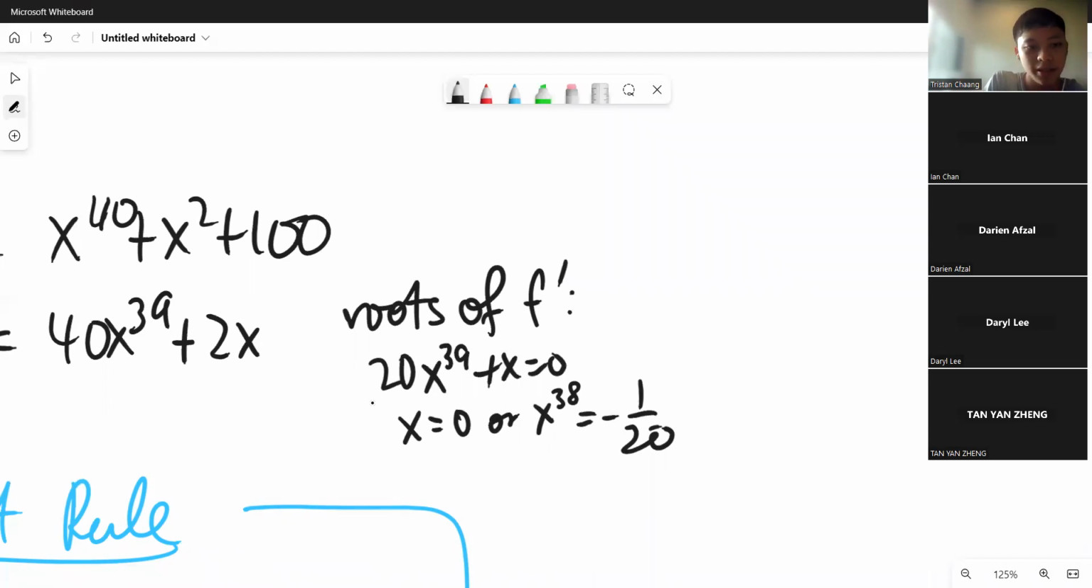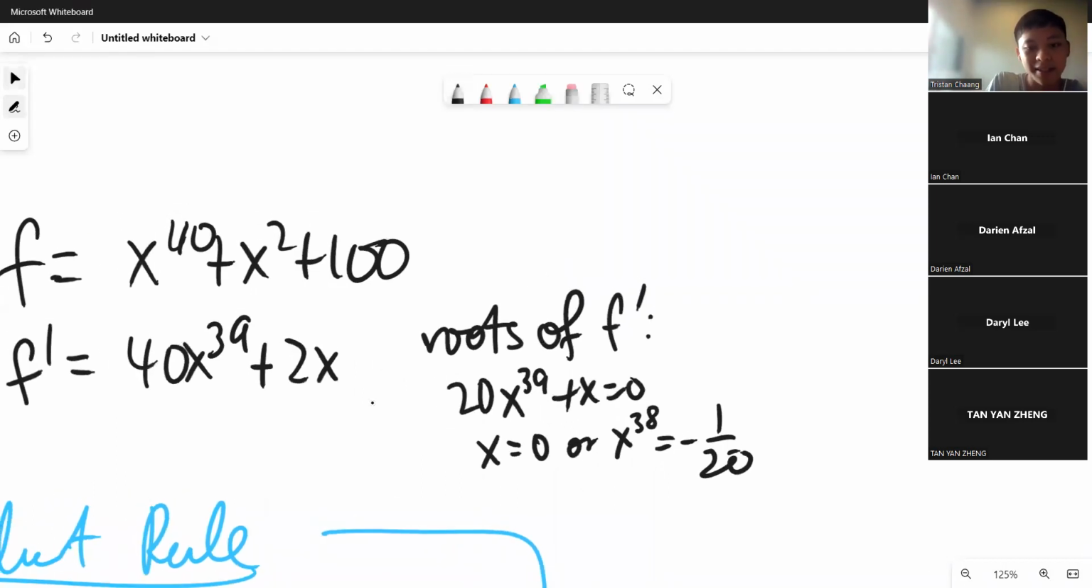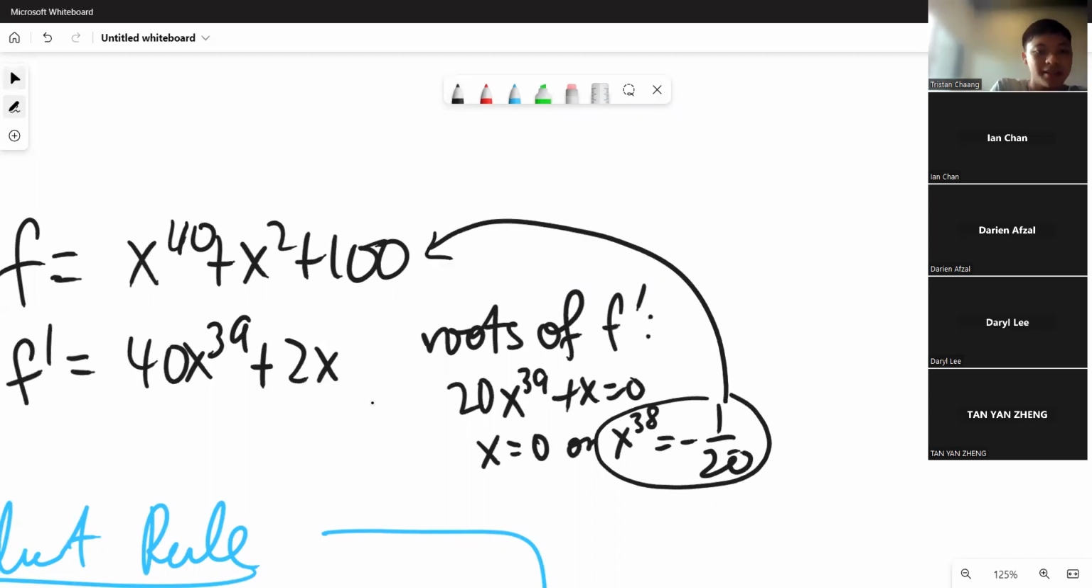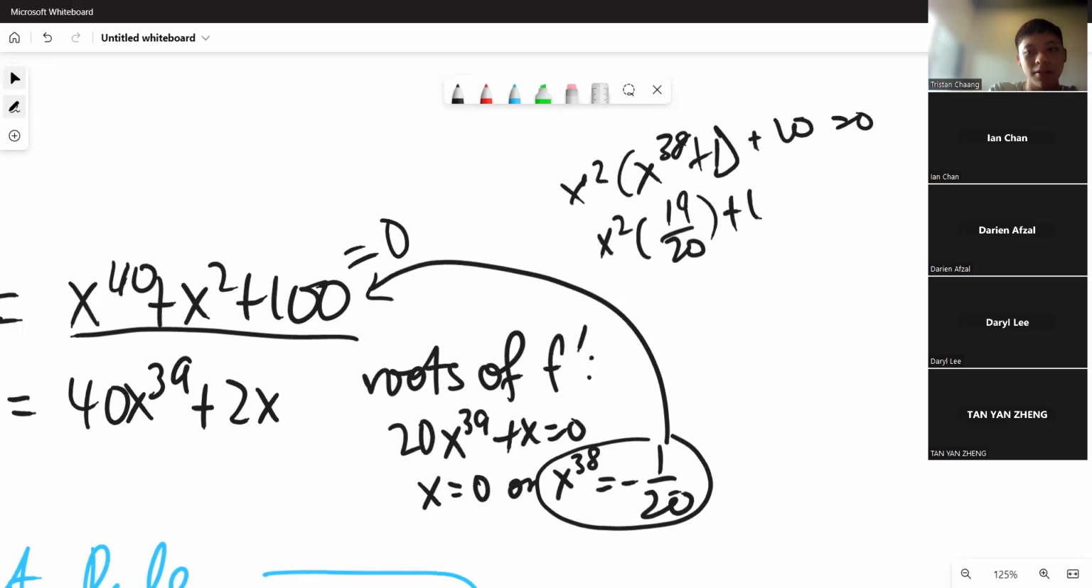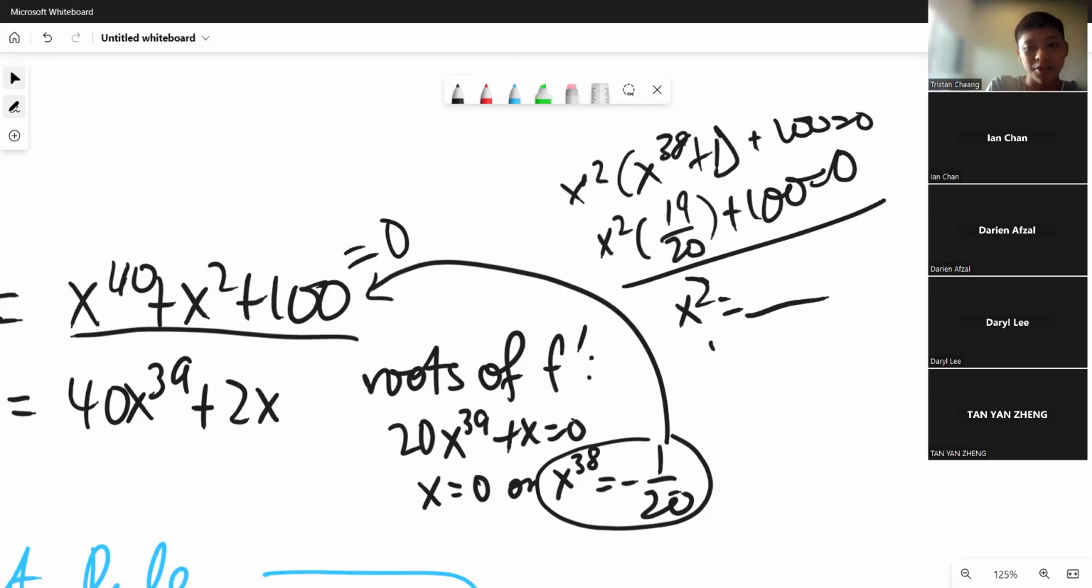Okay, so we have this. And basically, you just plug this back in here and prove that it doesn't work, right? If this really were to be 0, we just derive a contradiction. So x squared times (x to the 38 plus 1) plus 100 is 0. X squared times 19 to the 20 plus 100 is 0. You can see, obviously, there's a contradiction coming up. So x squared is some weird number, and I'm pretty sure x to the 38 won't be minus 1 over 20 in that case. So it's a nice condition.